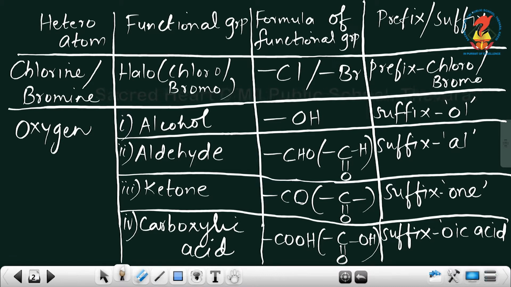Now, if the heteroatom is chlorine or bromine, the name of the functional group is halo. We call it chloro or bromo. It is written as Cl or Br. What is this line? The meaning of this line is that it is the bond which it forms with the carbon atom, the bond that connects it to the hydrocarbon chain. In case of chlorine or bromine, the name of the functional group will be added as prefix, chloro or bromo.